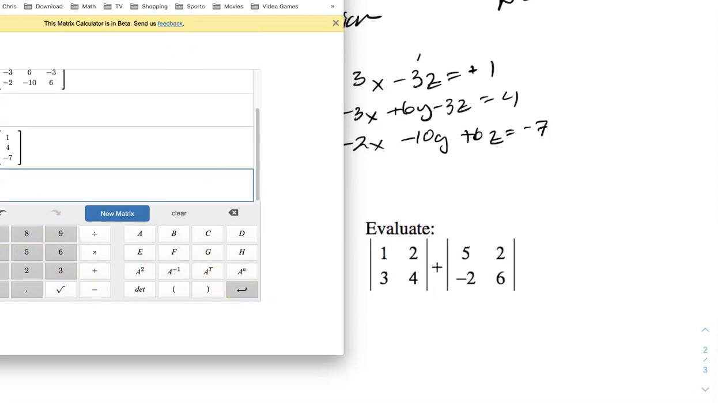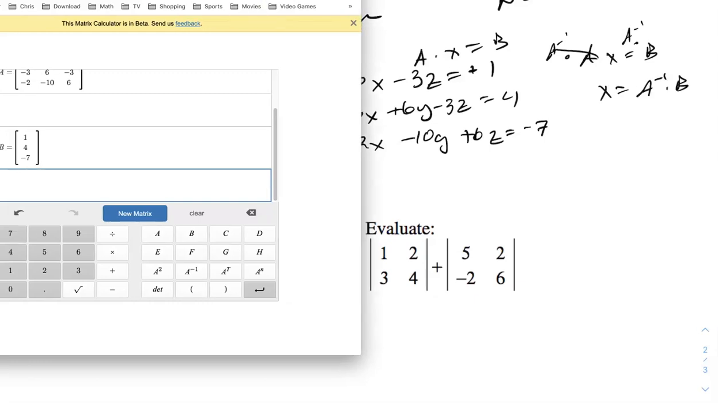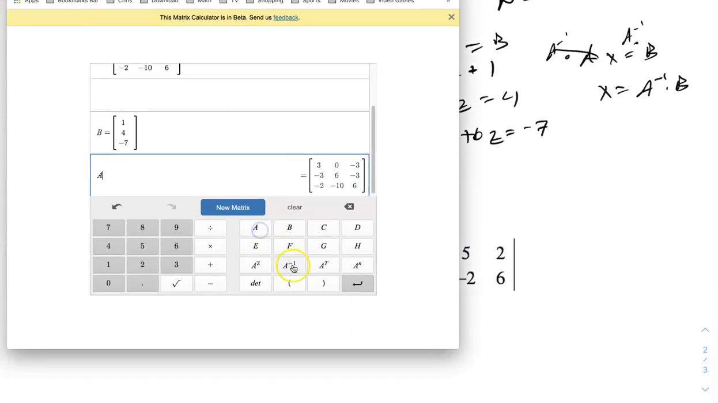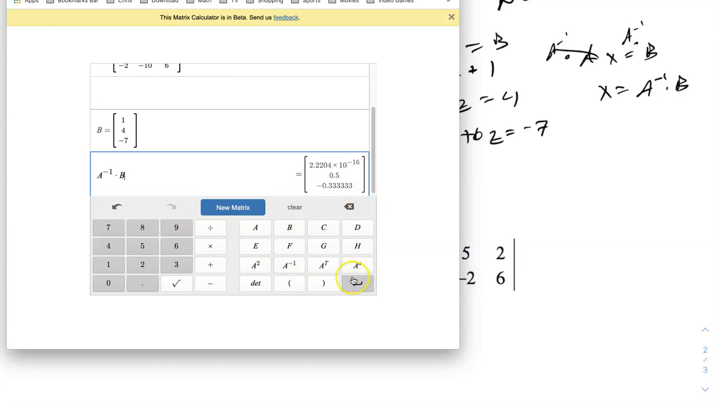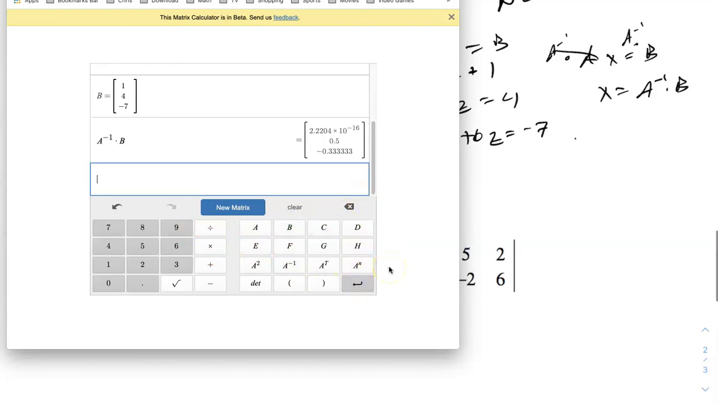So remember, this is A times X equals B. We want to get rid of the A, so we're going to multiply both sides by A inverse. X equals A inverse times B. That's all we're doing. So on our decimals, we're going to type that in and go, okay, A inverse times B. And that's my answer. Not the nicest looking answer, but essentially that's 0. It's 0.000. Instead it's 0, 1/2, and -1/3. There we go.